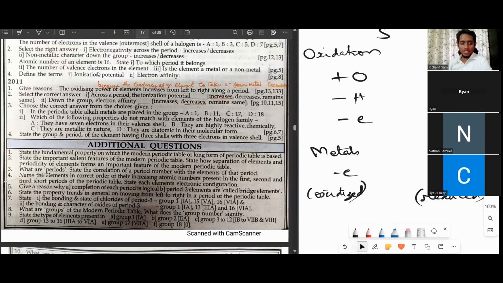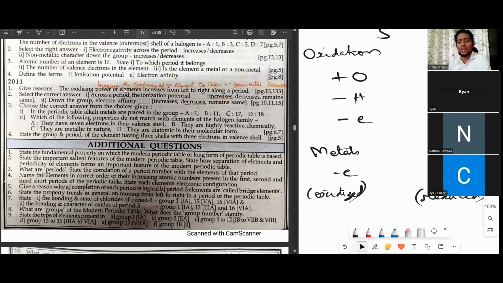So the question here: the oxidizing power of elements increases from left to right. When you go from left to right, you're getting non-metals on the right. So non-metals have more oxidizing property. Can we call it an oxidation agent? Yes, correct: oxidizing agent. I am called an oxidizing agent because I'm able to oxidize something else. So non-metals are oxidizing agents. They can oxidize metals.